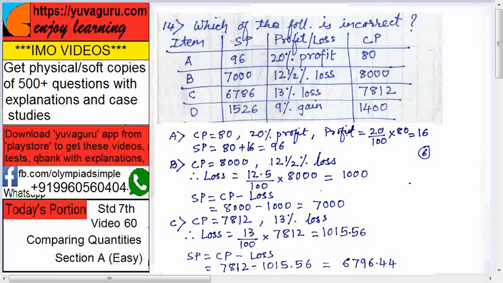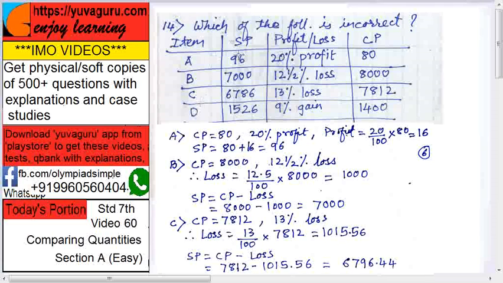Let's start. Which of the following is incorrect? See here, there are 4 items given, A, B, C, D. Selling prices are given, profit or loss is given, then cost prices are given. There is a mismatch somewhere in one of these 4. Now we have to check which one.